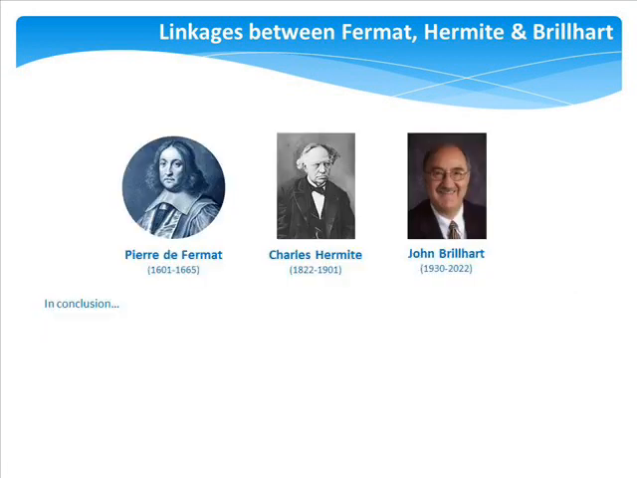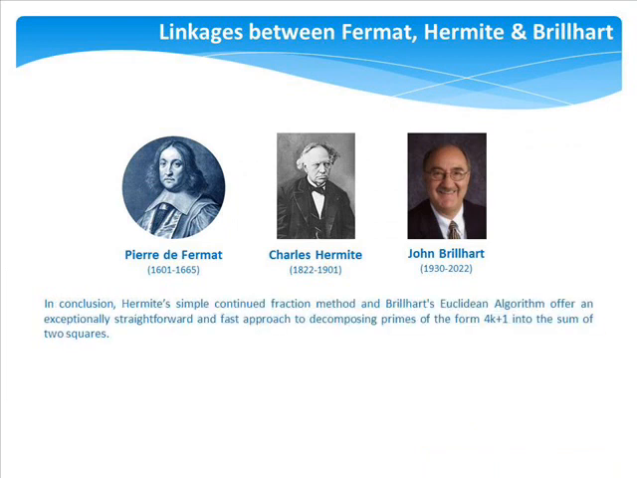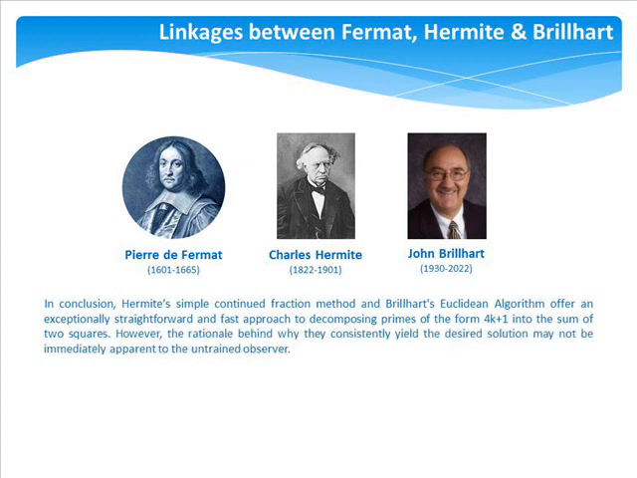In conclusion, Hermite's simple continued fraction method and Brillhart's Euclidean algorithm offer an exceptionally straightforward and fast approach to decomposing primes of the form 4k plus 1 into the sum of two squares. However, the rationale behind why they consistently yield the desired solution may not be immediately apparent to the untrained observer.